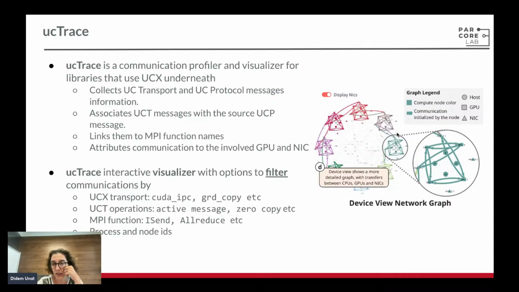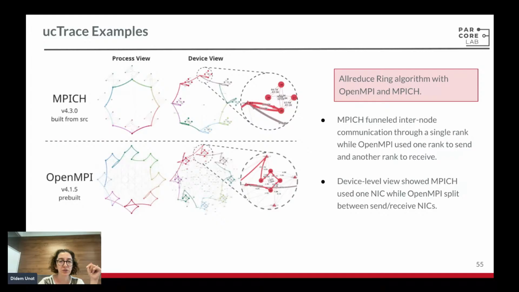So you can see the NIC, host, and GPU, and then it's clear that this is a node, and off node, you're going here, so there's a link going off node. And the sparse solver that I showed in my previous slide is also generated by UC Trace. This is, for example, two MPI libraries, how they handle their all-reduce ring algorithm.